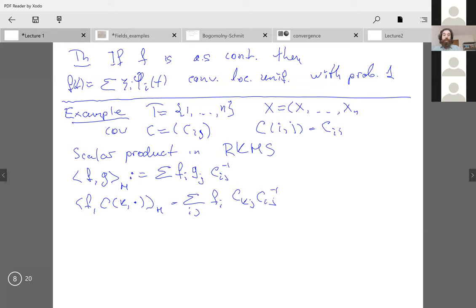And then this is just an element of the product of a matrix times its inverse. So it's the identity, unless k is equal to i. So this is the sum over i of Fi times the Kronecker delta of k and i, and this is just Fk. So indeed we have a reproducing kernel structure. And what we just rediscovered is a very simple thing.